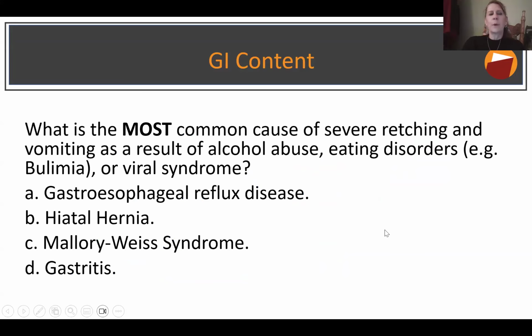Okay, back to polling. What is the most common cause of severe retching and vomiting as a result of alcohol abuse, eating disorders like bulimia, or viral syndrome?